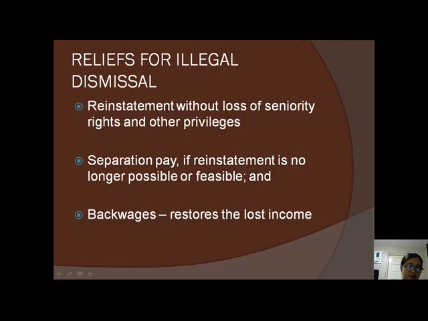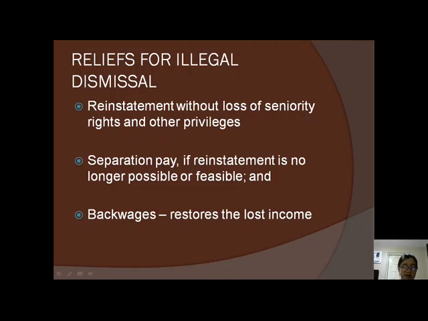And what are the reliefs for illegal dismissal? You can be reinstated without loss of seniority rights and other privileges. So you can go back to work without losing all those seniority rights, no? And then separation pay if reinstatement is no longer possible or feasible.